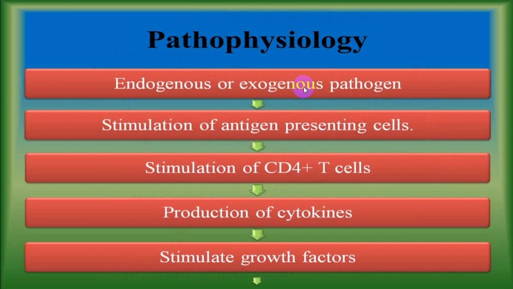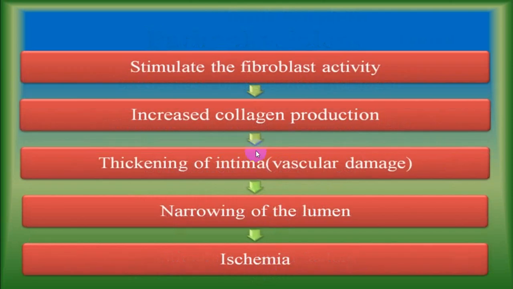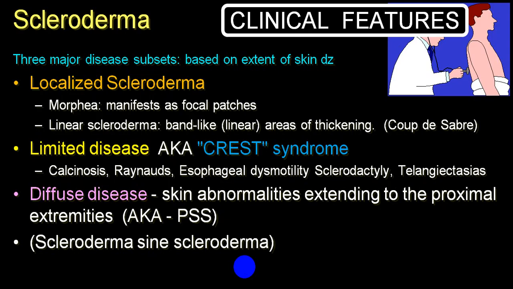So endogenous or exogenous pathogens stimulate antigen presenting cells, stimulation of CD4 T cells, production of cytokines, growth factors, which stimulates fibroblast activity, increases collagen production, thickening of intima, vascular damage, narrowing of the lumen, ischemia, and secondary to ischemia, you start getting damage to the portion which is being involved, and the most common portion which is being involved is fingertips. We have already mentioned the different types: localized variety, limited variety, diffuse variety, and scleroderma sine scleroderma.